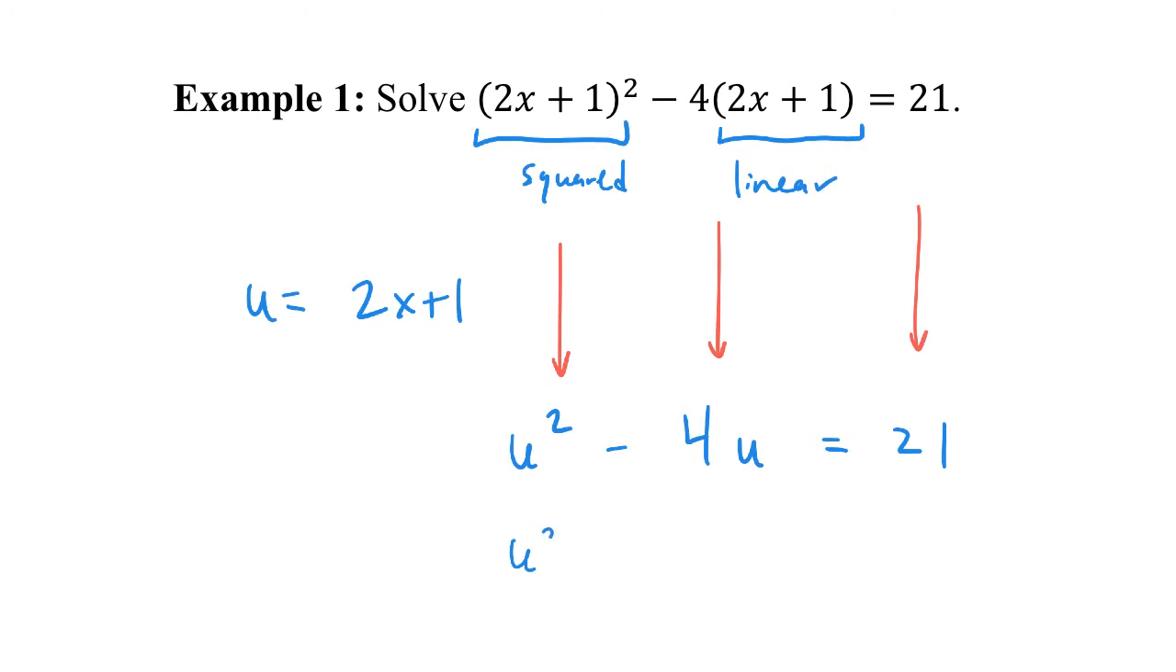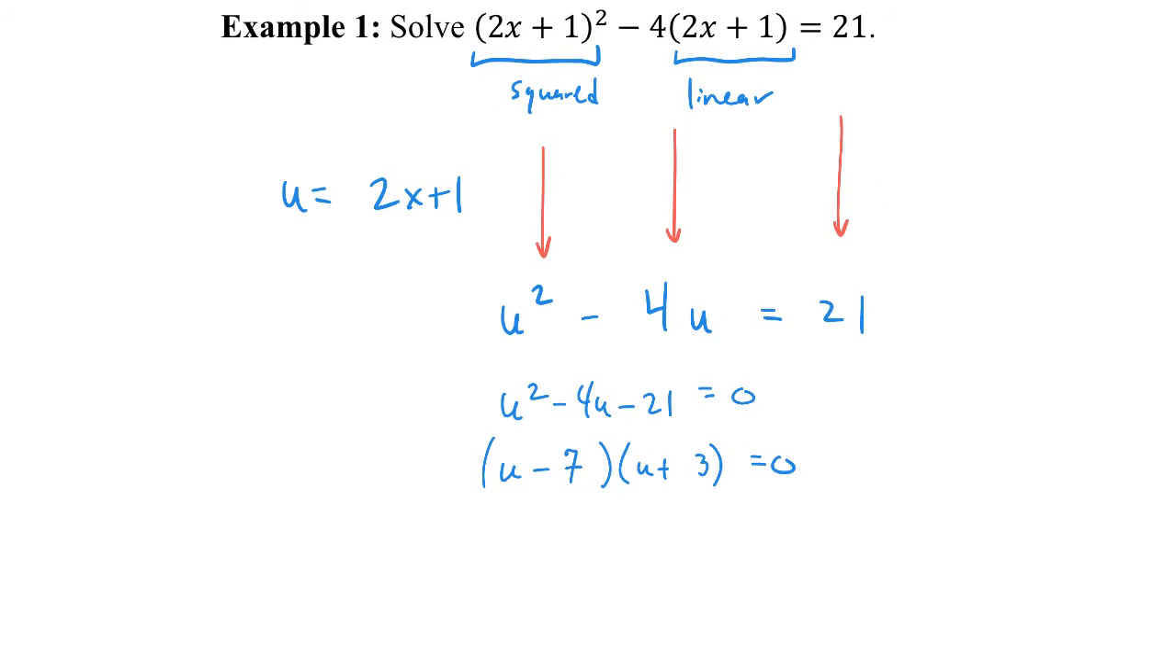Move the 21 over. What does this factor into? u minus 7 and u plus 3. So that makes my u values 7 and negative 3.